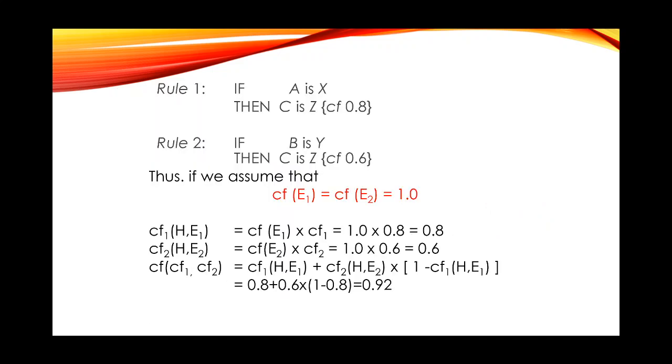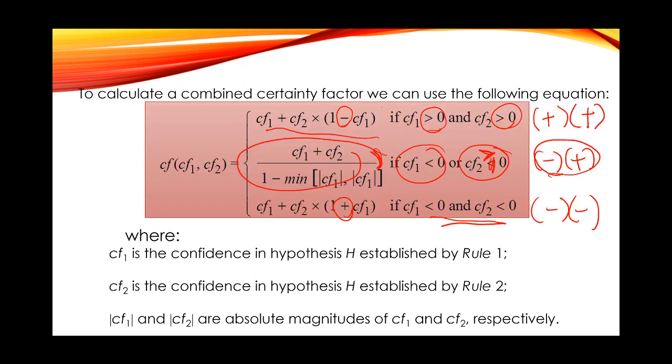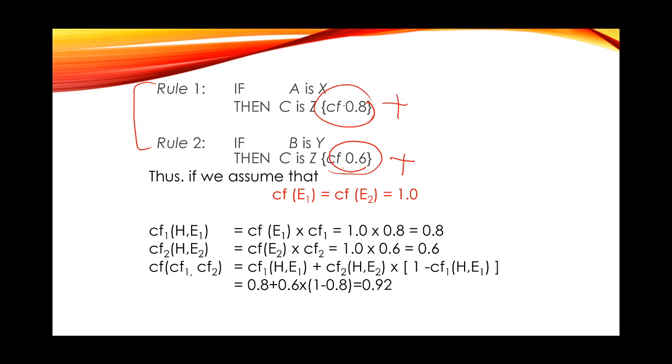So for example here, you have these two rules. Both of them have positive CF in the hypothesis. So if A is X, then C is Z with CF 0.8. If B is Y, then C is Z with CF 0.6. So these two are positive. So what about our formula? We are going to use this formula, right? 1 minus CF here. So we assume that CFE1 is 1 and CFE2 is 1. Okay, so this will be our calculation.